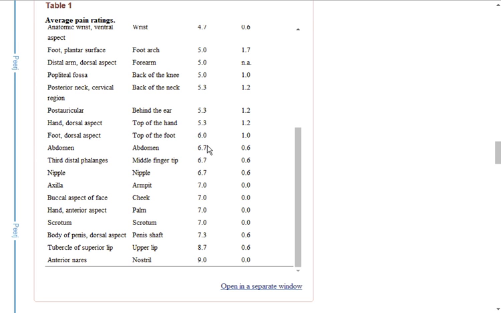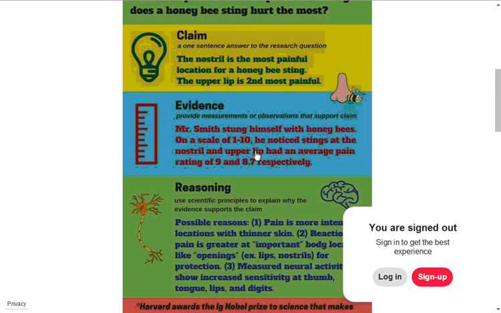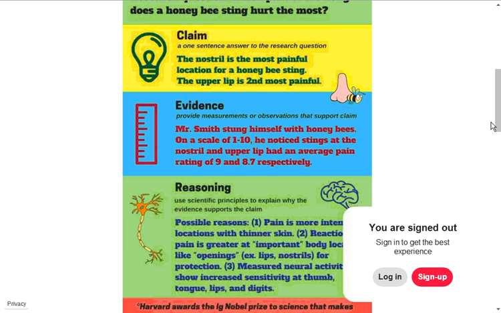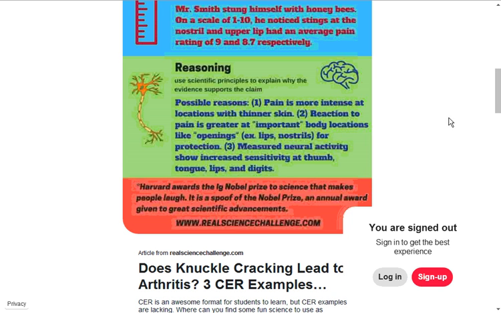So going back to this poster that he created in the end. So there's the evidence he collected to make his claim. And then he tried to come up with some reasoning, so scientific principles to explain the evidence. He doesn't actually know. I don't know if anybody knows. But he came up with, I think, some really great ideas. Why are the nostril and upper lip the most painful spots? So he came up with 3 plausible reasons.